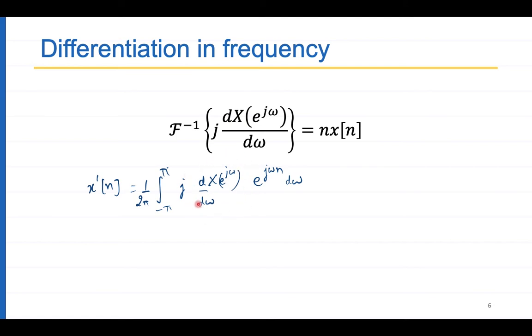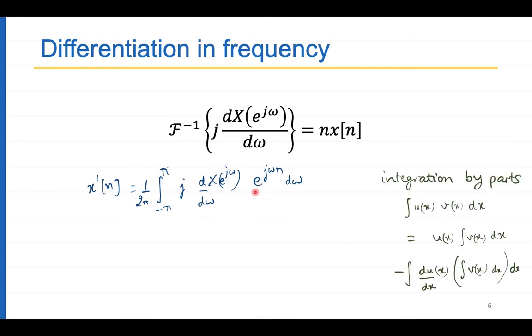So I have to integrate it, but integrate how? There are two terms involved. So the obvious solution which comes to mind is integration by parts. So what is integration by parts? If you have two terms multiplying each other, the integral of the product will be given by the first term times the integral of the second term, minus the integral of the derivative of the first term times the integral of the second term. This is very standard integration by parts.